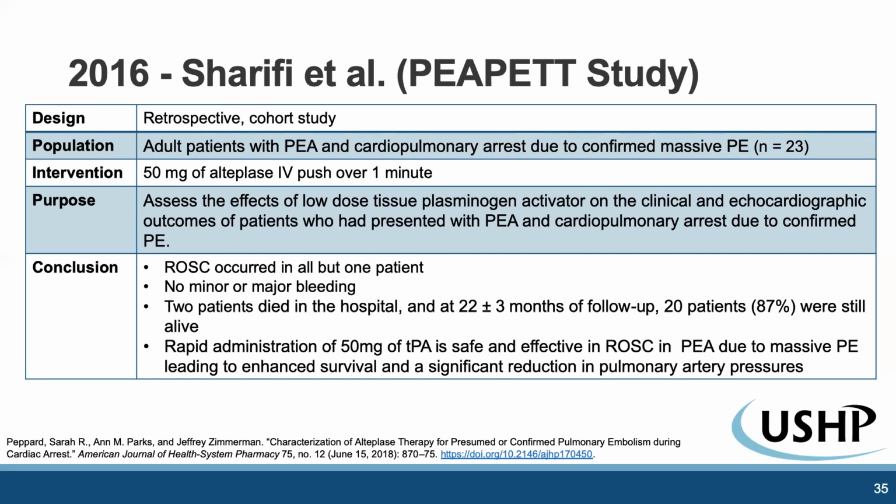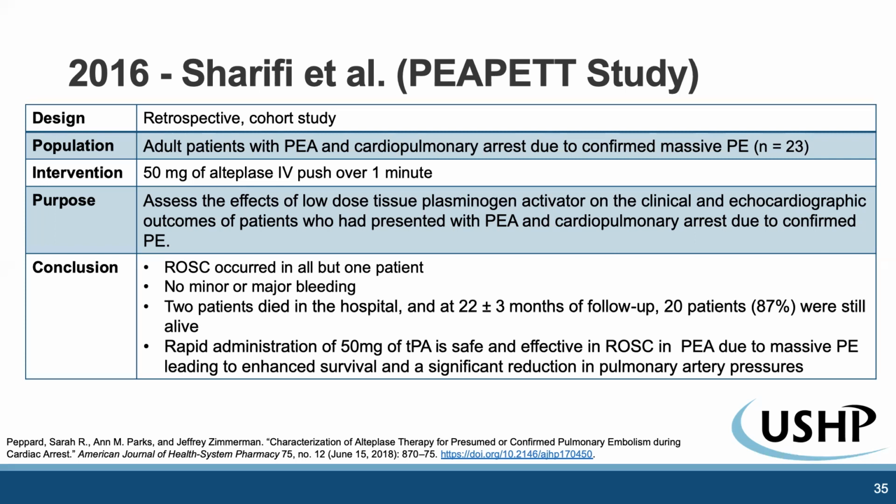Of note, they did see that 2 patients died in the hospital, and at 22 plus or minus 3 months of follow-up, 20 patients, or 87%, were still alive at this point in the study. And then lastly, they found that rapid administration of 50 milligrams of TPA is safe and effective in ROSC and PEA due to massive pulmonary embolism, leading to enhanced survival and significant reduction in pulmonary artery pressures.